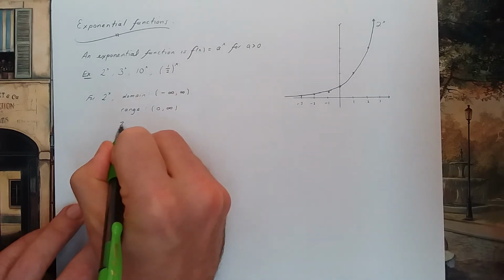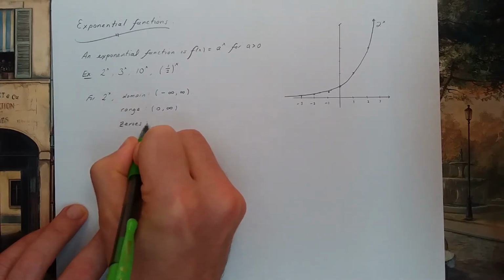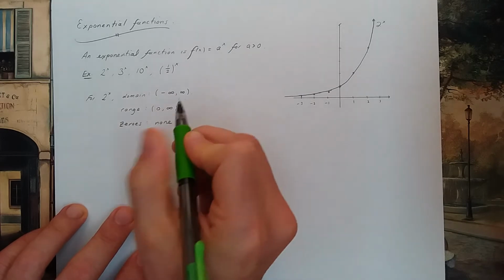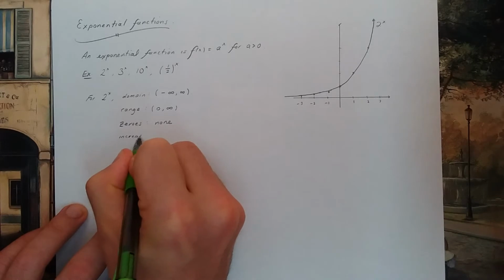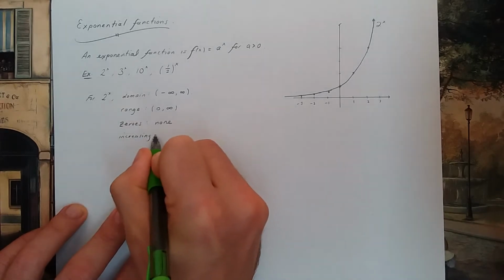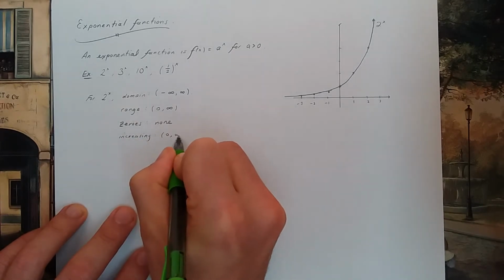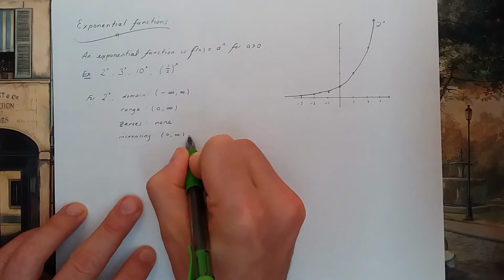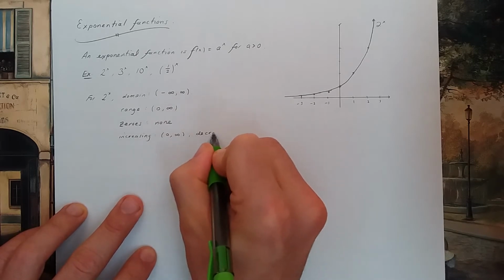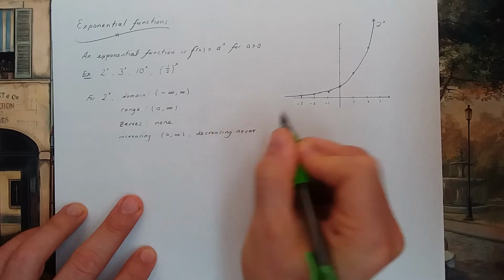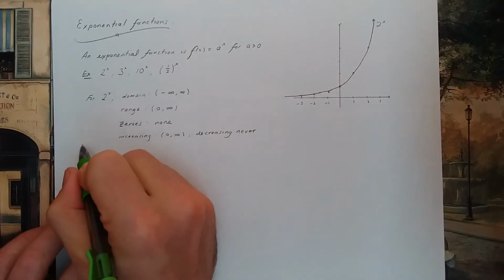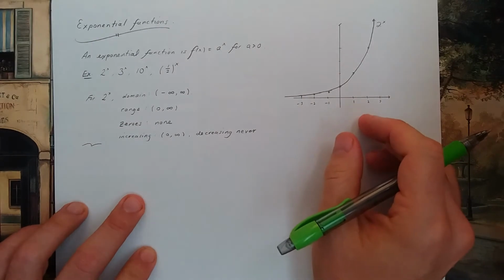So maybe I should put zeros: none. This function is always increasing. So it's increasing on its entire range, and it's decreasing never. And there are no local maximums, there are no local minimums.